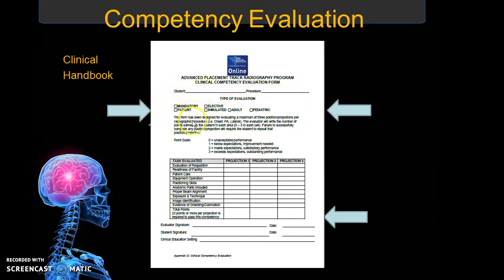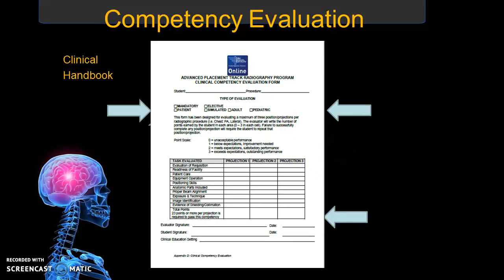Every evaluation you perform needs to have 3 boxes checked: whether the exam that you performed was mandatory or elective, whether it was performed on a patient or was simulated, and whether that exam was performed on an adult or a pediatric patient. So you have your name, and the procedure is the name of the exam, like ankle or upper GI. And then 3 boxes. Those up at the top have to be checked. Very, very important.